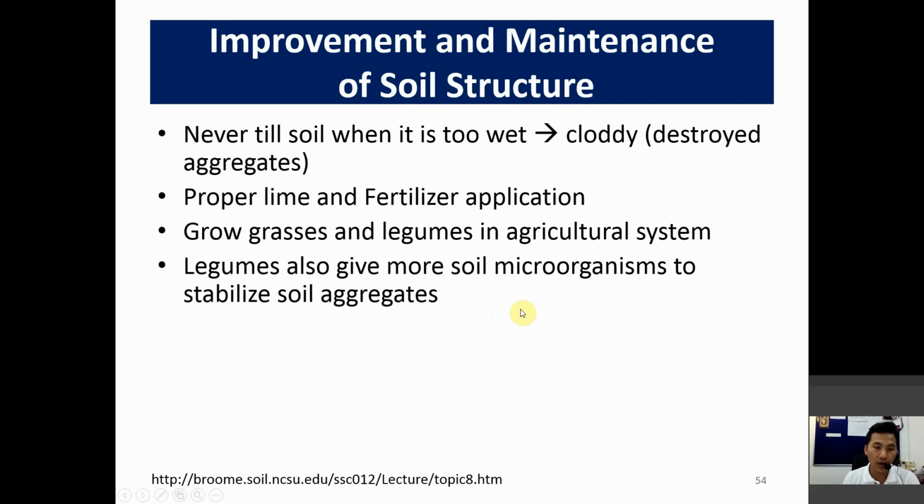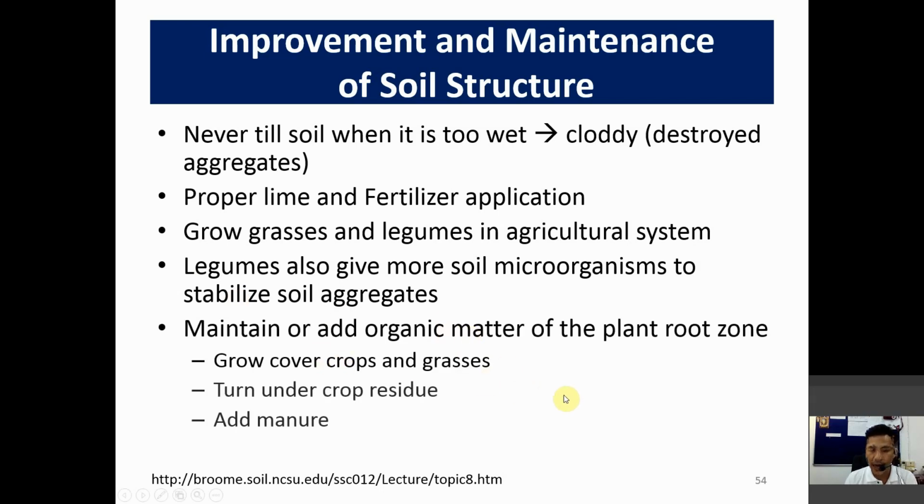Legumes also give more soil microorganisms to stabilize soil aggregates, because legumes most of the time have their own microorganisms that work together with their roots, so that way you can have a lot more root exudates and all kinds of polysaccharides, proteins and everything that helps with aggregate formation.